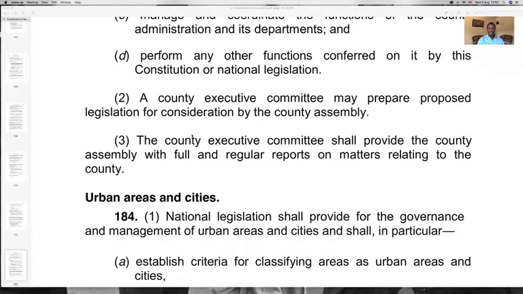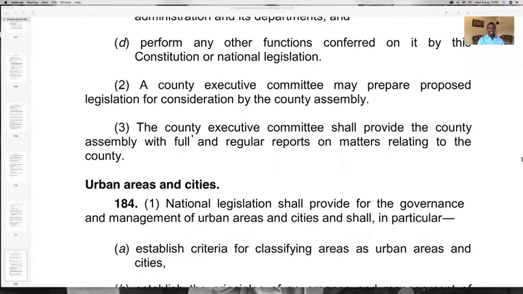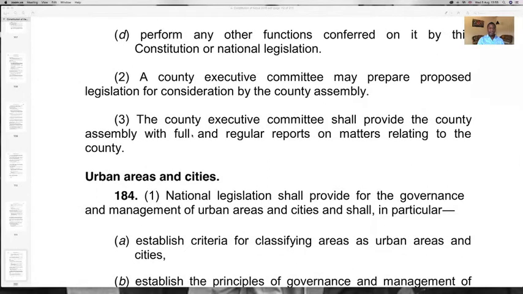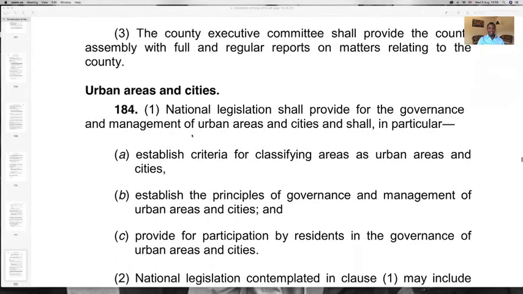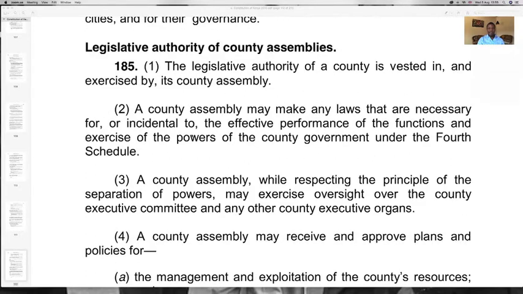And a county executive committee may prepare proposed legislation and send it to the county assembly for consideration. And the county executive committee shall provide the county assembly with full and regular reports on matters relating to the county. The power of the county assembly to make law.